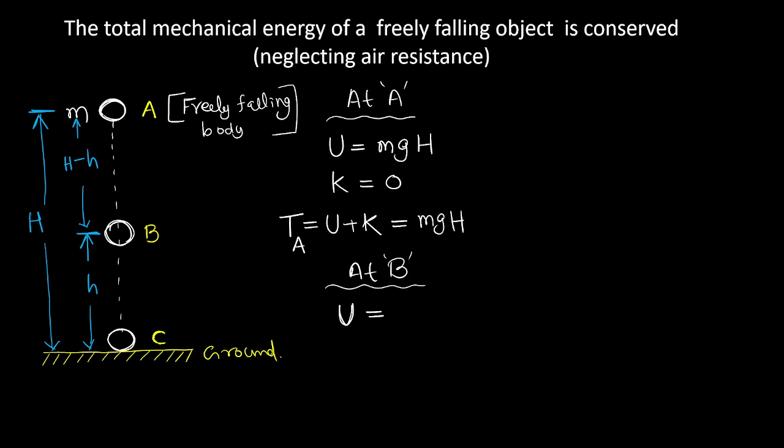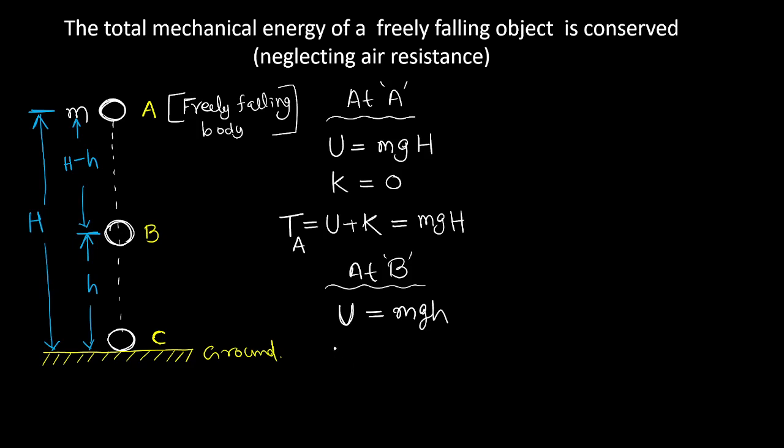Nobody is responding. What is the potential energy at B? mg small h. Yes. At B, the body's height is small h. Look at the diagram. At B, the body is at a height of small h. So, potential energy is mgh, here mg small h. All of you clear? Dakshina, Aaron, everyone is clear? Yes, sir. Okay.